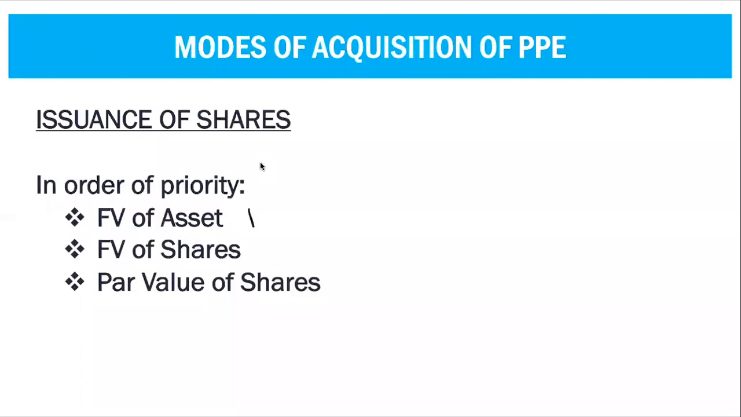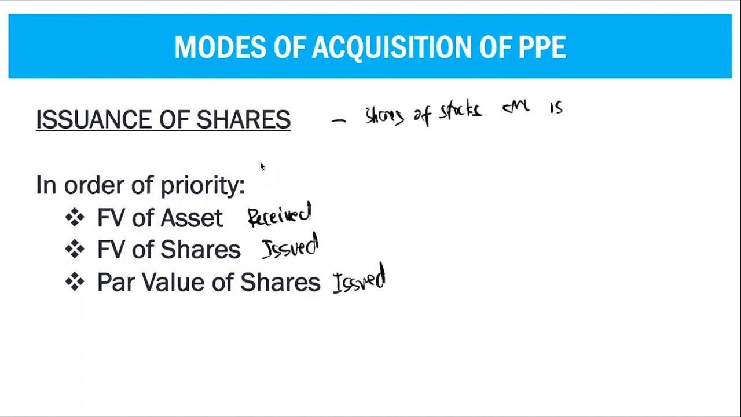So what is this asset? Asset received, shares issued, and shares issued. Okay. So what is this issuance of share as a mode of acquisition? Shares of stock are issued to purchase a property, plant, and equipment.